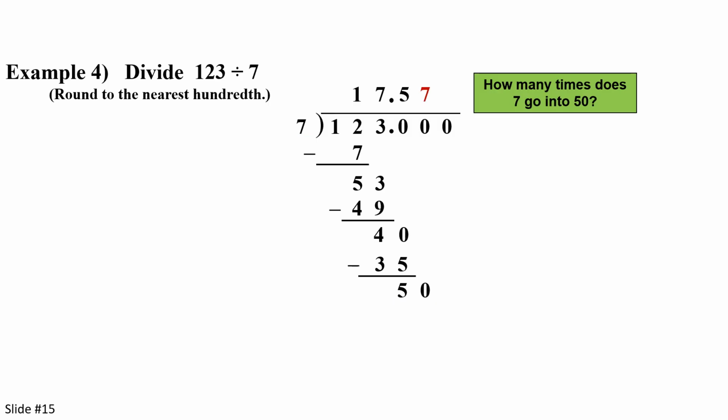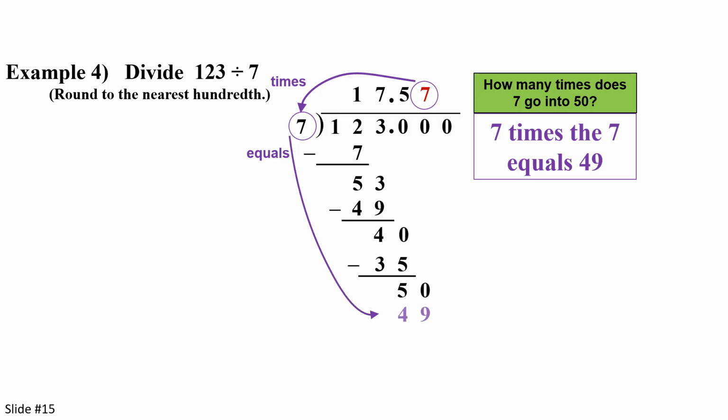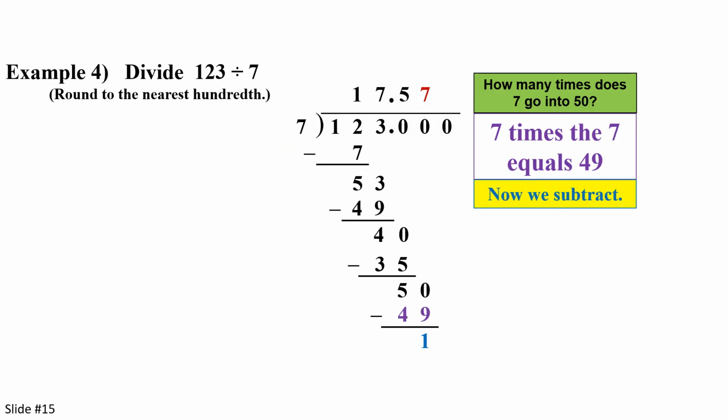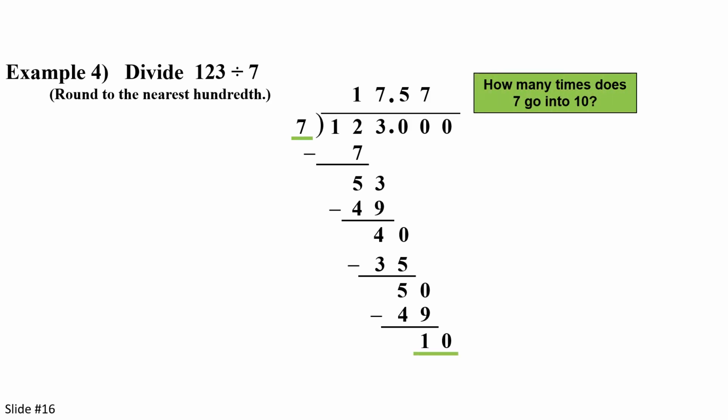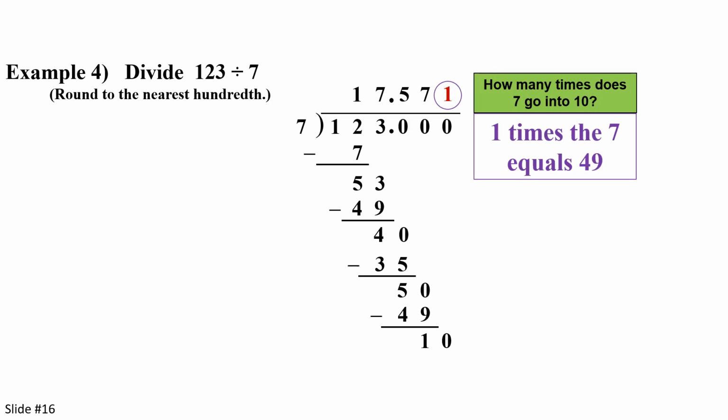7 into 50. 7 times 7 is 49. Subtract, bring down the next 0. That's our last 0. It's going to be our last chance to see if there's a 0 remainder, or we're just going to stop because we're going to round. Because those were the instructions. 7 goes into 10 one time.